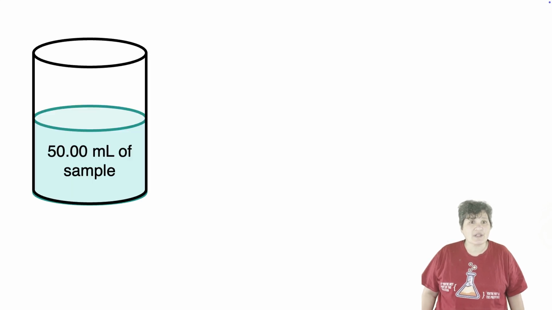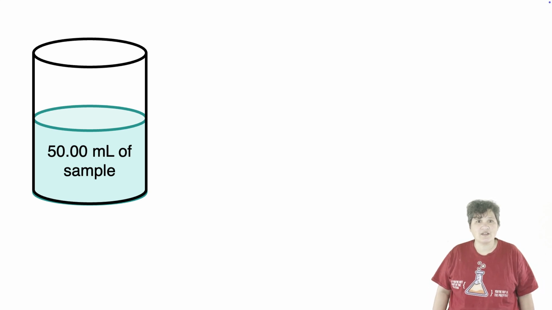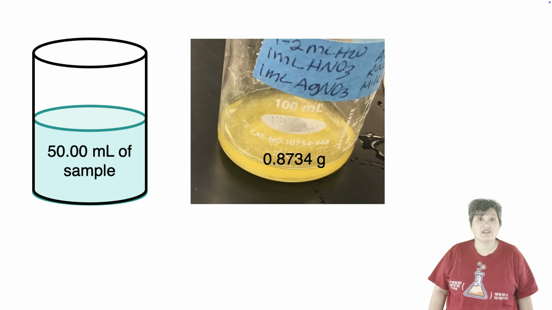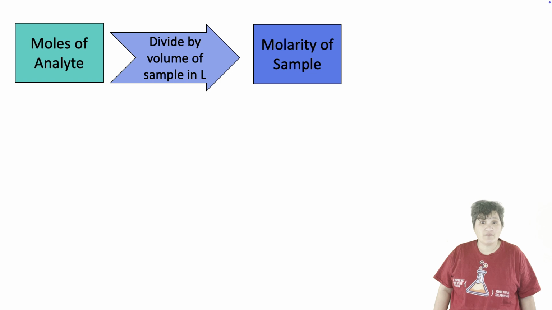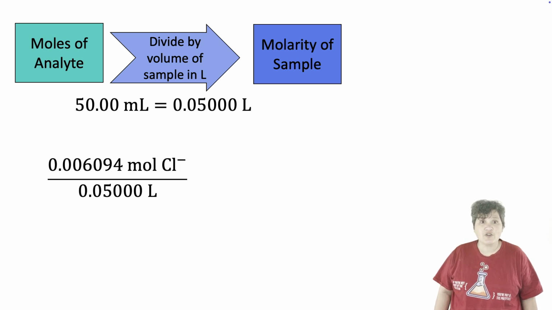This time, let's say you were given a liquid sample and you used your 50 mL volumetric pipette to transfer an aliquot into your beaker. After that, you added the silver nitrate that reacted to form 0.8734 grams of precipitate. You started with 50 mL of solution, which equals 0.050 liters. So the molarity of chloride in our original sample would be the number of moles we calculated earlier, divided by our volume in liters, or 0.1219 molar.